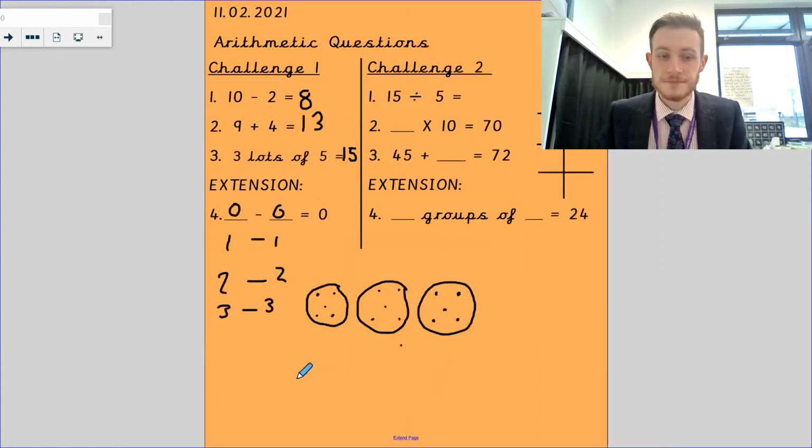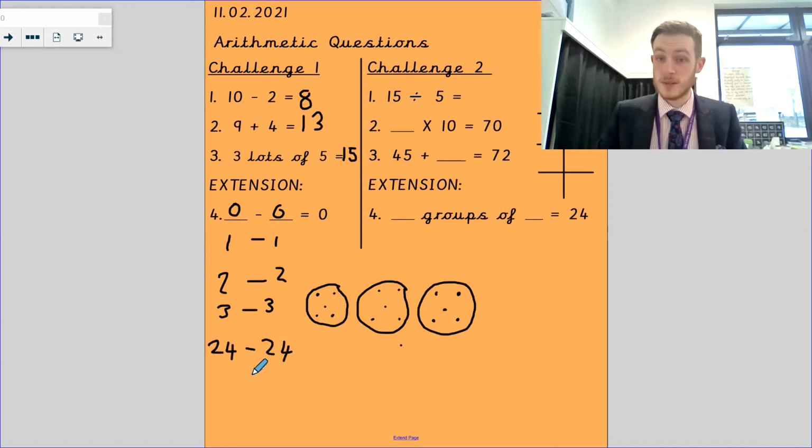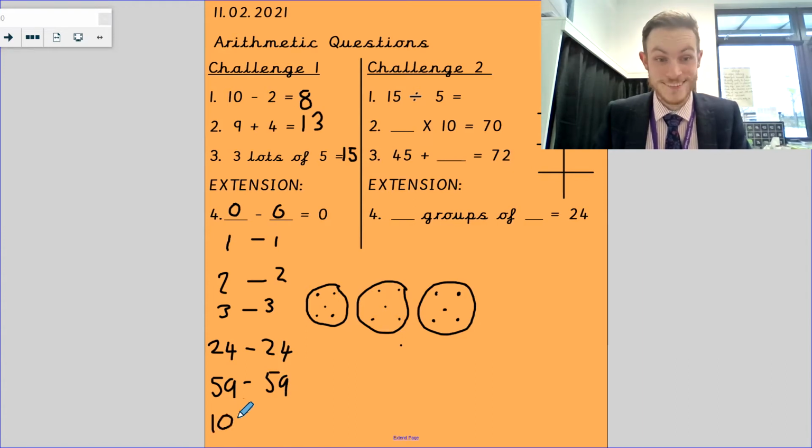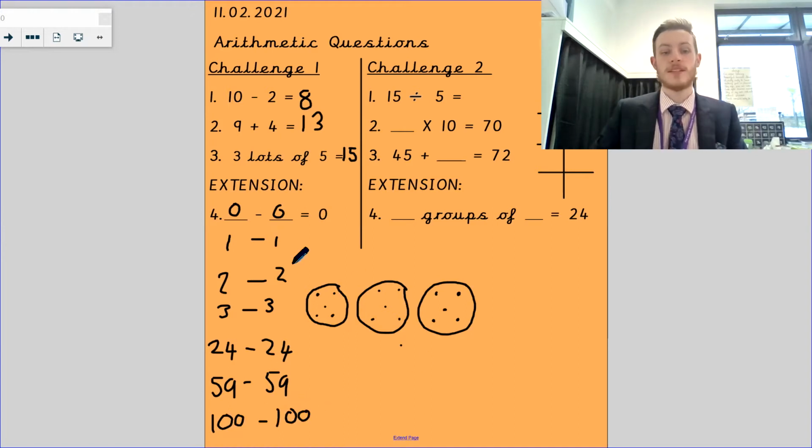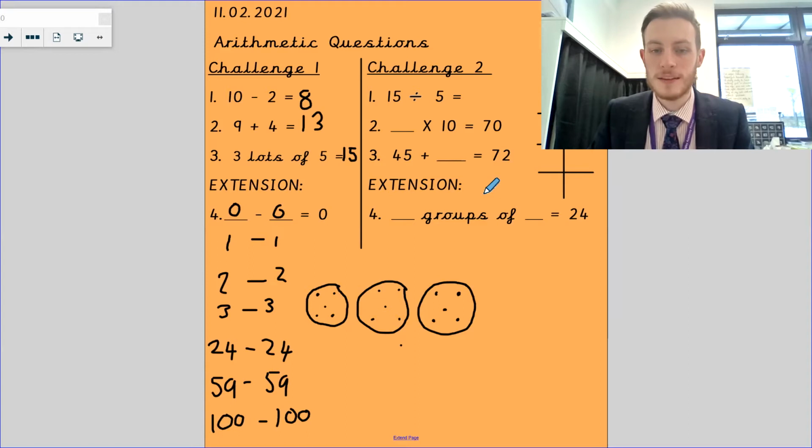I've noticed a pattern here. Whatever number you start with is the same number that you need to take away to get to 0, which means I could do any number, like 24. And I don't even need to work it out because I know that if I want to get to 0, I need to take away the starting number. 24, take away 24. I might also do 59, take away 59. 100, take away 100. Because it's the same number being taken away from itself to make 0. Good job, good pattern spotting.